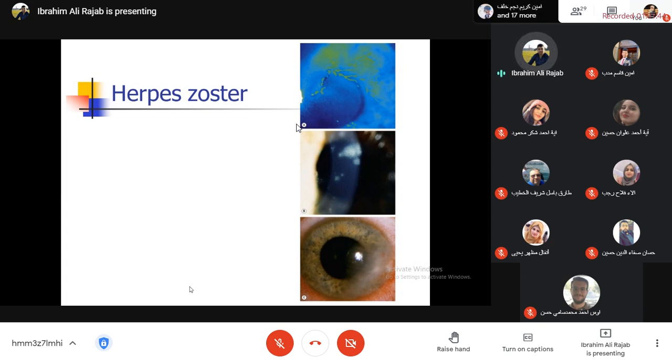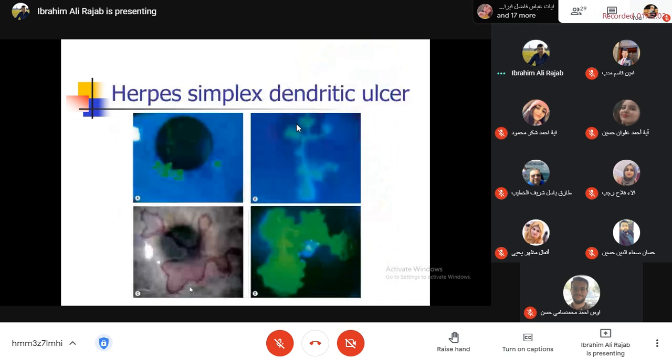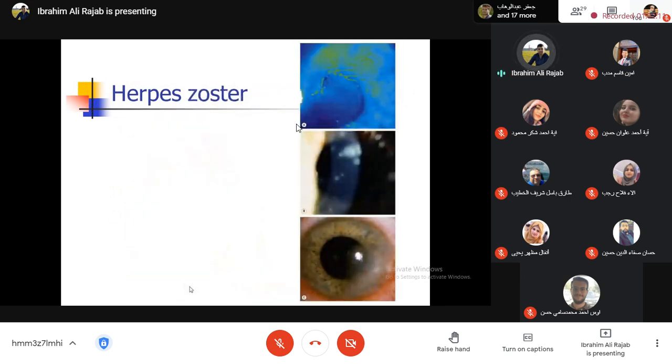السودو dendritic ulcer has a tapered end يعني النهايات مالتها مدببة while the dendritic ulcer has a terminal bud أو bulb. So we will see this in the picture. It is larger, more branching, and the end has a terminal bulb, while here it is smaller in size, less branching, and it has a tapered end.